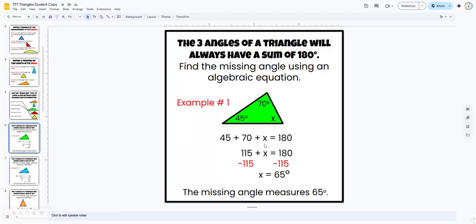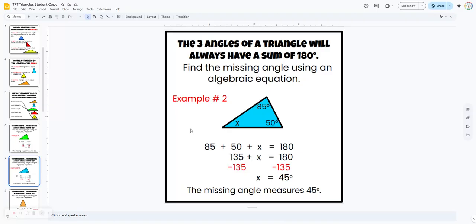And we're going to use x as a variable for the missing angle. So we're just going to combine like terms first. We get 115 plus x equals 180. We subtract 115 from both sides. We're going to get the missing angle of 65 degrees. And then here's another example. 85 plus 50 plus x equals 180, and we just solve for x.